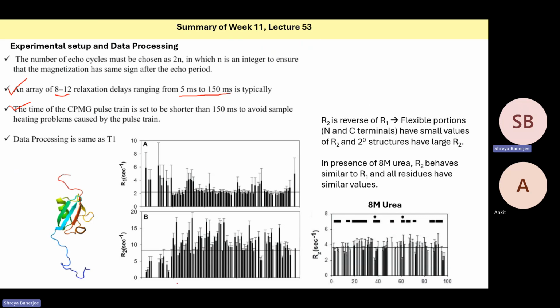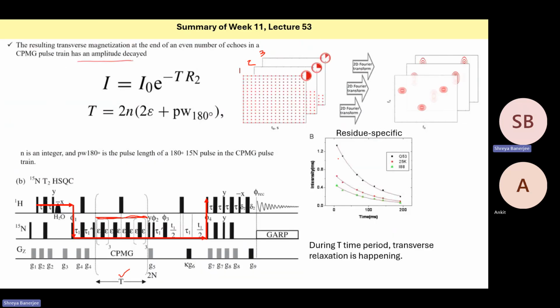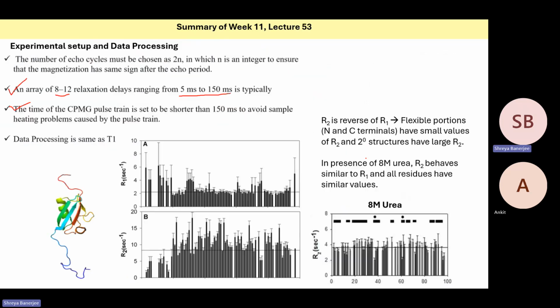Now, we can find out in this, so this is a residue specific way. So for this residue, we can find one value of R2. For this residue, we can find another value of R2, R2 prime, and so on. So for each residue, we can find a value of R2, and that is what is plotted here.